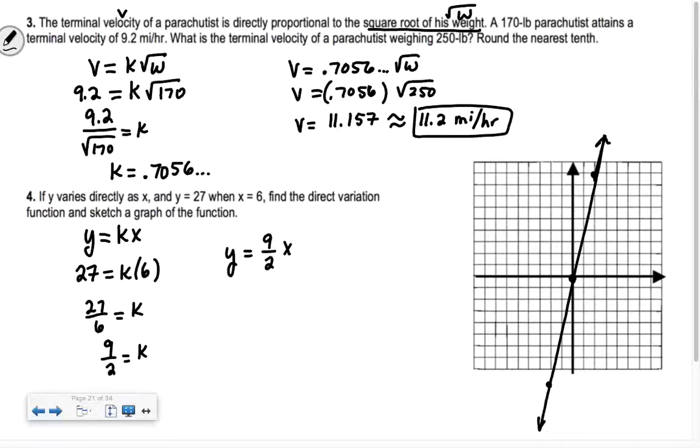All right, that's our direct variation. So a direct variation creates a line. Does it make sense that it would make a line? As one value goes up, the other value goes up, right? As one value goes down, the other value goes down. Perfect. Yeah, it makes a line.